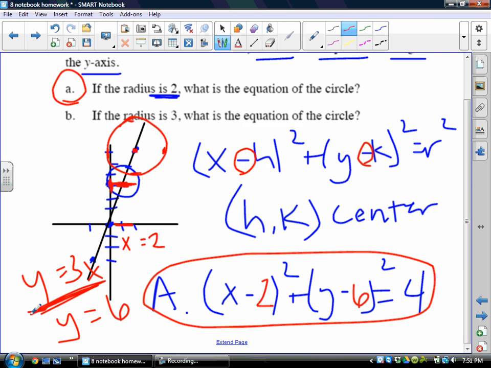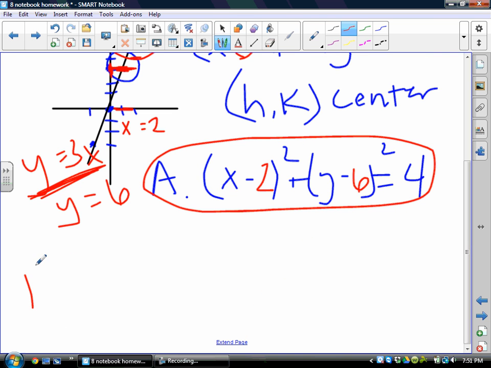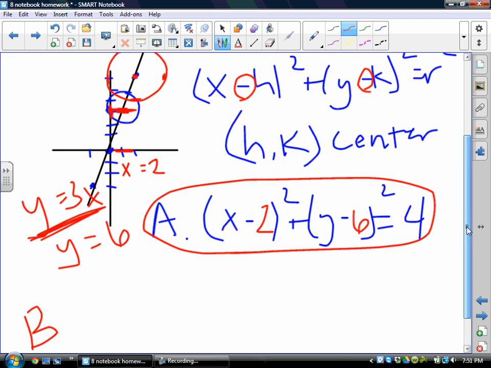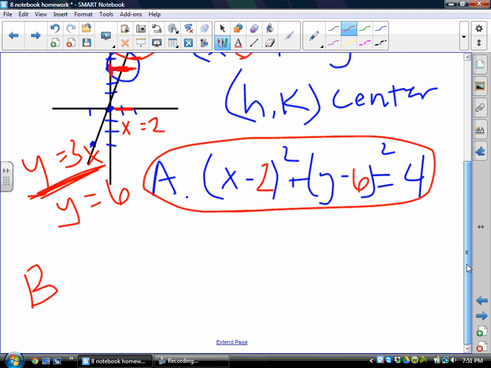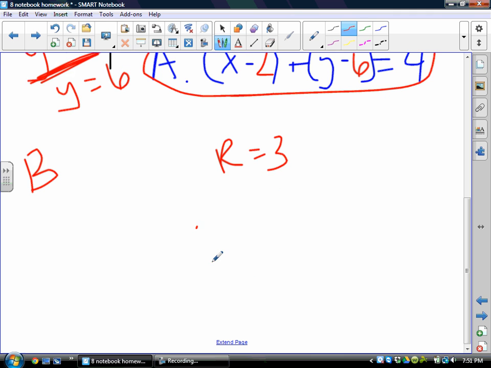So let's try it for B. I know this one's kind of a little bit confusing. So we have the radius is 3. So at least I can answer this last part. If you don't know how to find the center, you can at least do this part and get your radius, so this side is going to be r squared, which gives me a 9. So you can at least do that part.